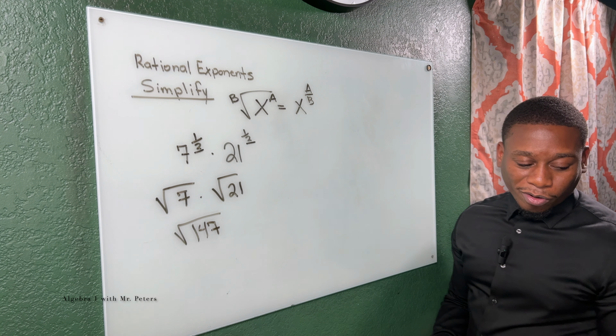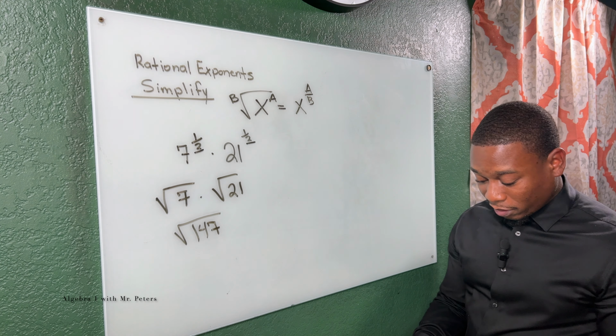And then because I know from practice, I believe 49 is the largest perfect square that does go into this. So now when we simplify, this is 49 times 3. Perfect square comes out, and our final answer would be 7 radical 3.